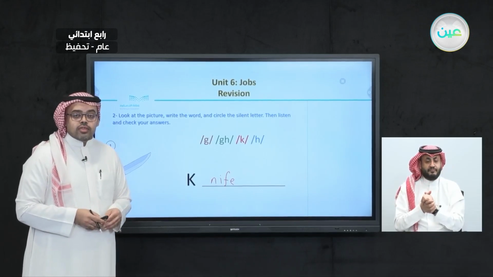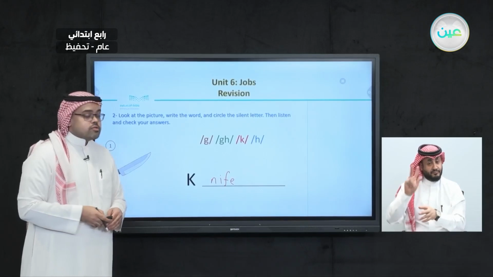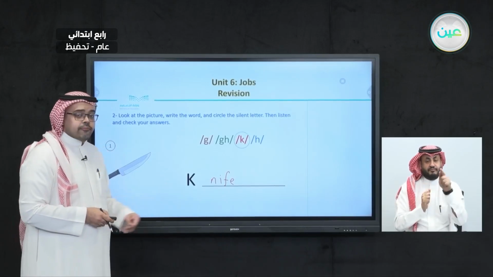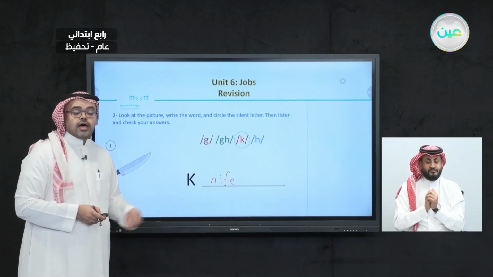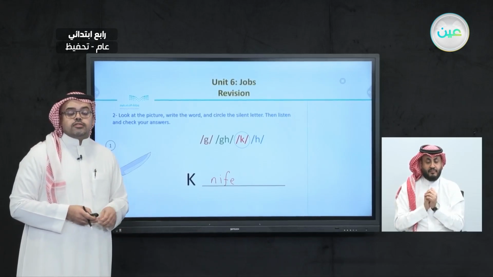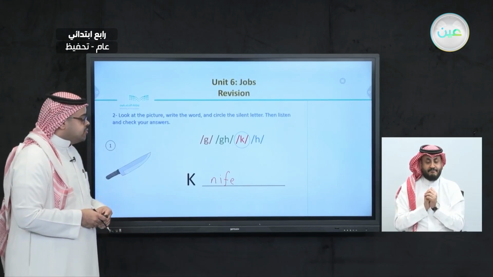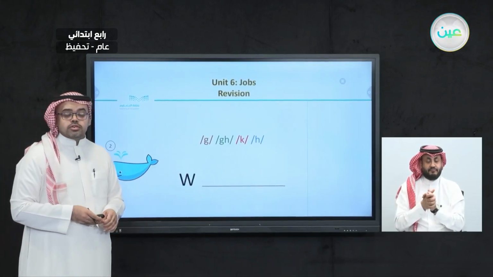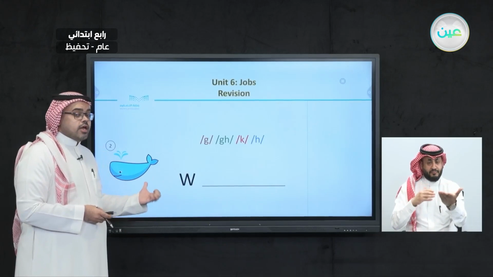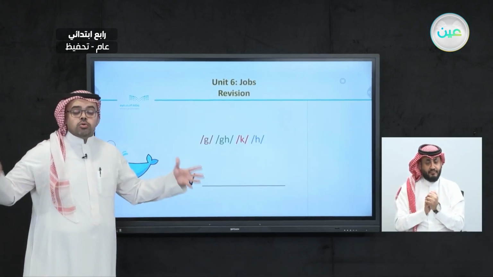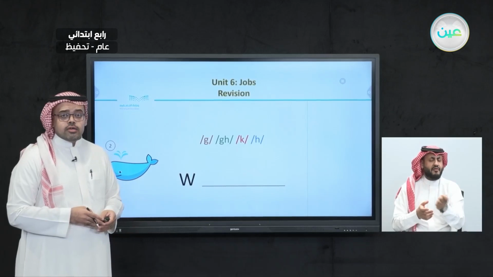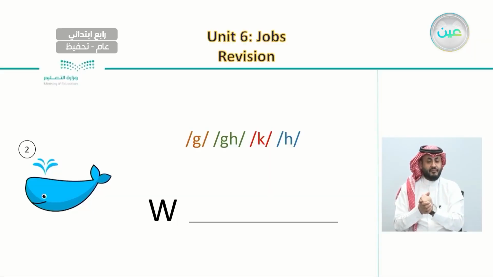Do you know what that letter is? Of course, that letter is K. The word knife has one silent letter, which is K. And then the other word we learned last time, which is this animal who lives in big oceans. What do you think this animal is? We learned that this animal, we call it whale. And the word whale has one silent letter.